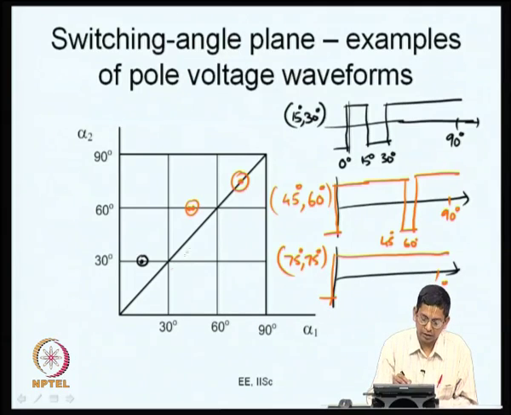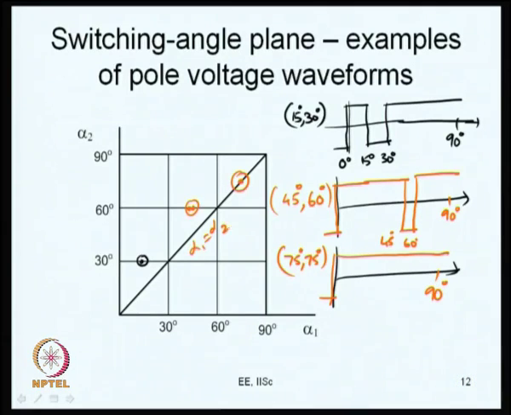So, in fact, this is the line alpha 1 is equal to alpha 2. You may consider any point on this line alpha 1 is equal to alpha 2. If you consider any point on this line, you are going to have a square wave. So, this line corresponds to basically the square wave operation. You can consider a few arbitrary points here in different regions, and you can plot them and get a feel for how the waveforms really look. So, these are some examples of pole voltage waveforms.